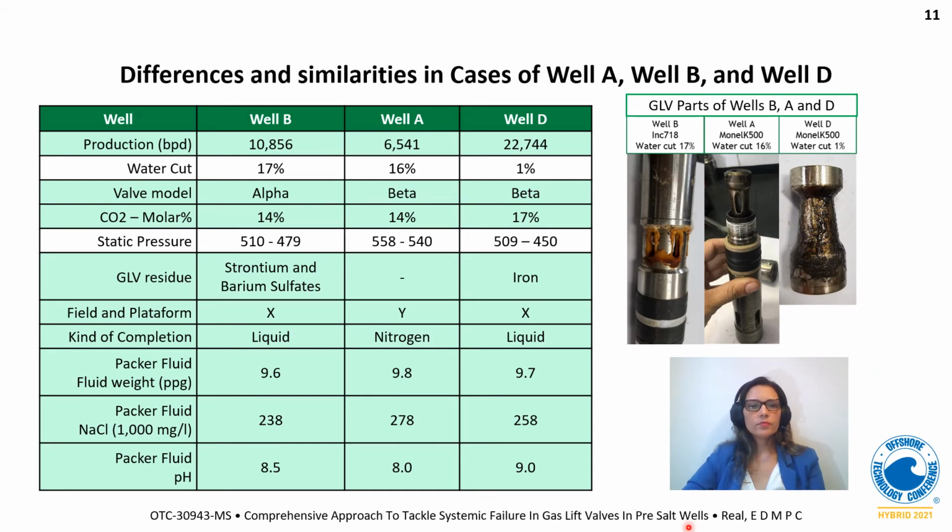valve. The completion fluid used in all three cases is remarkably similar. However, well A was completed with nitrogen in the annulus, differently from well B and well D, which were completed with packer fluid and diesel. The fact that well A was completed with nitrogen in the annulus avoided contact of the completion fluid with the produced fluids, which would allow the formation of compounds that could be deposited and cause the valve failure.